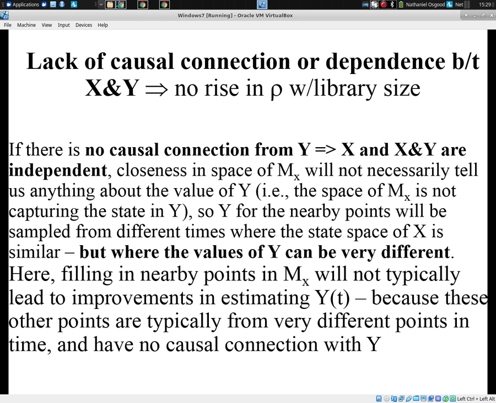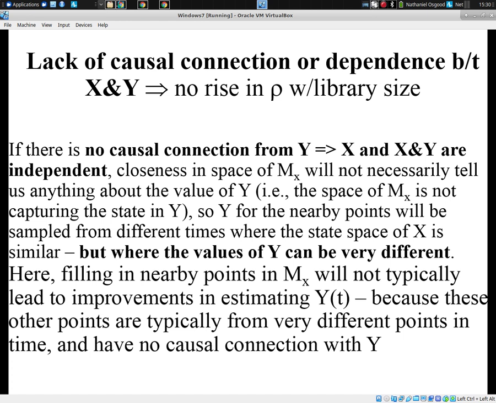determining X, and if the value of X doesn't vary with the value of Y at all, and if Y is not driving it, it's not part of the state driving X, Y for nearby points will be, you know, Y will be sampled from different times where the state space is very similar, but the values of Y can be profoundly different. The state space of X may be similar nearby, but the value of Y can be profoundly different from very different times.